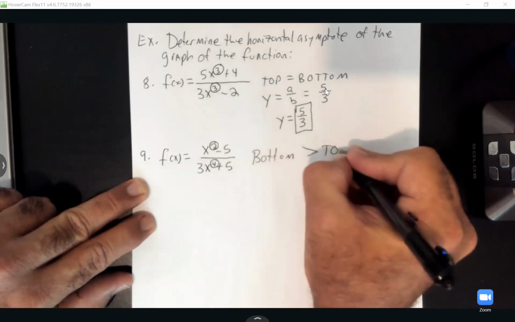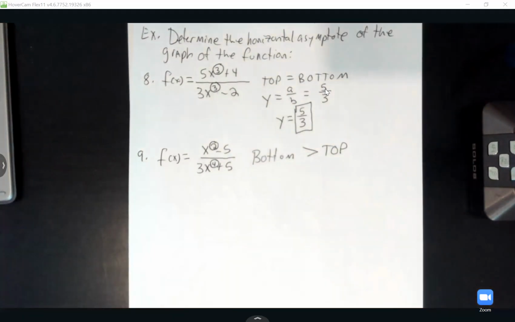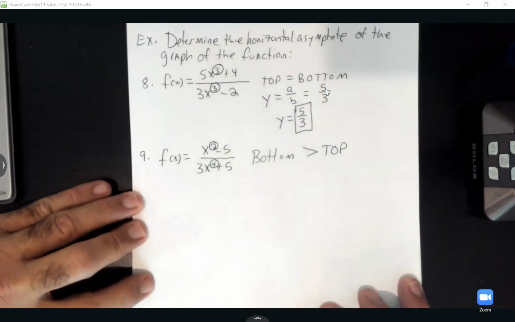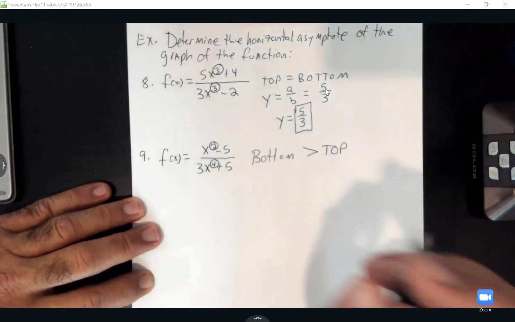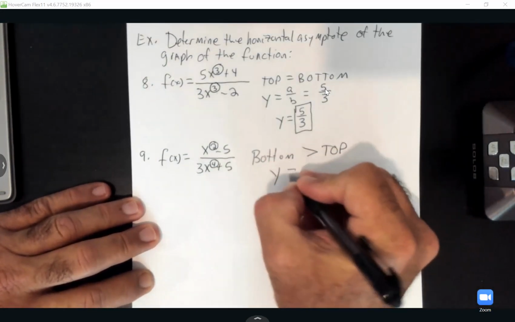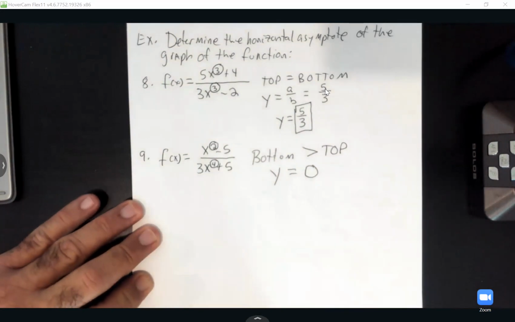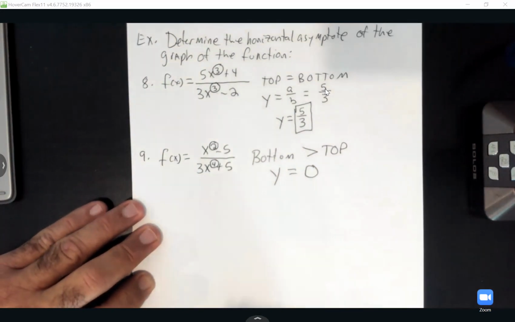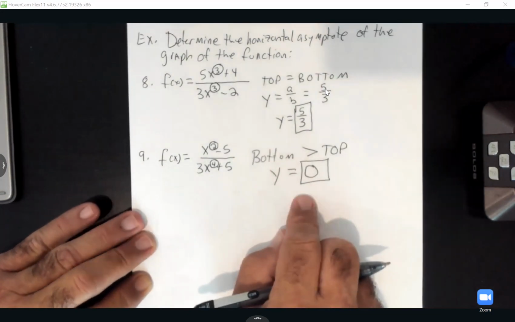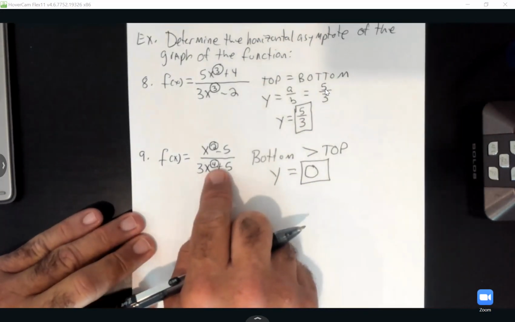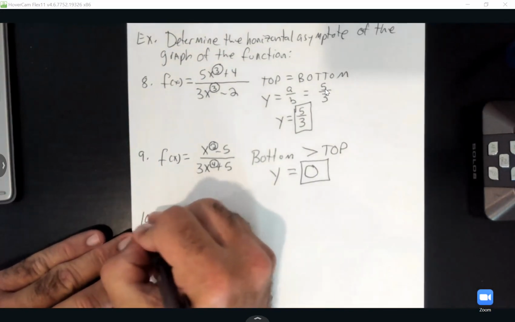greater than the top. So y'all, when the bottom was greater than the top, what did we say about our horizontal asymptote? Y equals 0. And let's see on that one, they got the y equals. So all you got to do is come in and put that 0. Every time that bottom's bigger, that's all you're doing, okay?